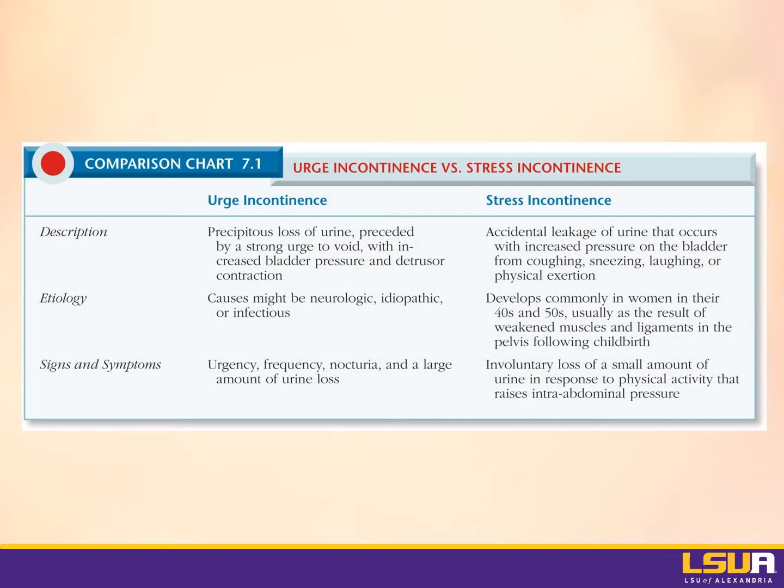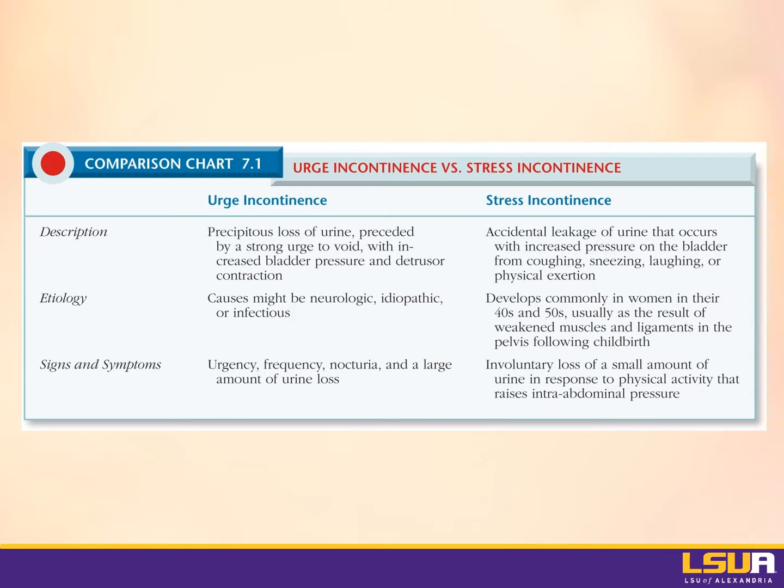So here's a good chart that I found that helps you distinguish the difference between urge incontinence and stress incontinence. Urge is when you've got a loss of urine preceded by a strong urge to go. You have to go, you have to go, and you can't get to the bathroom in time.